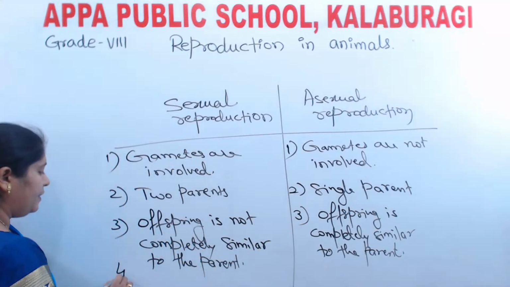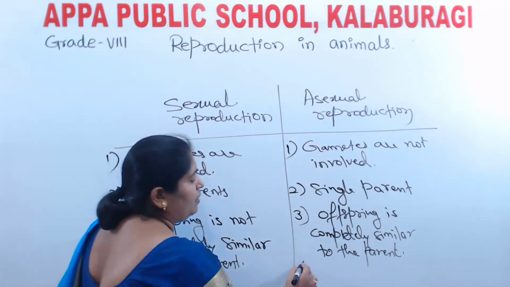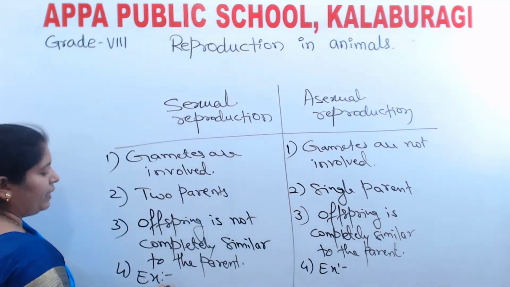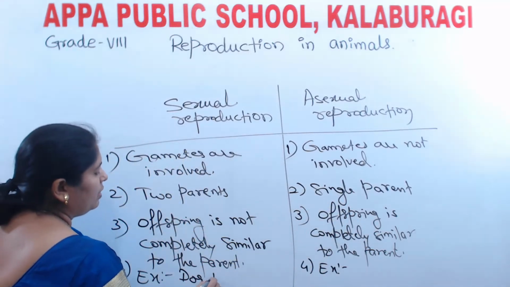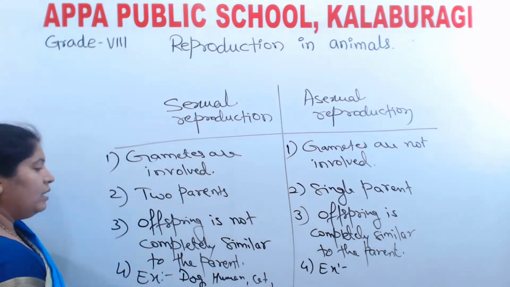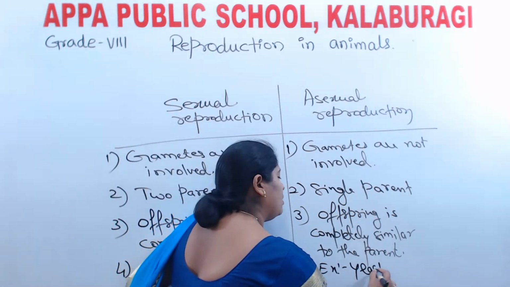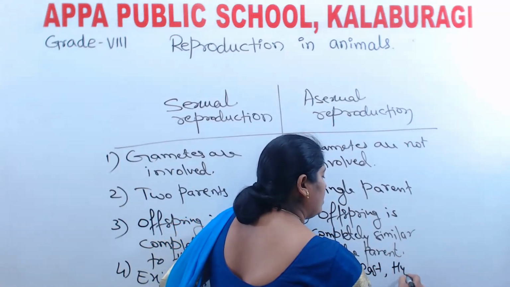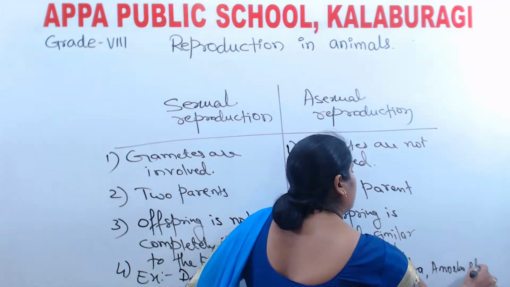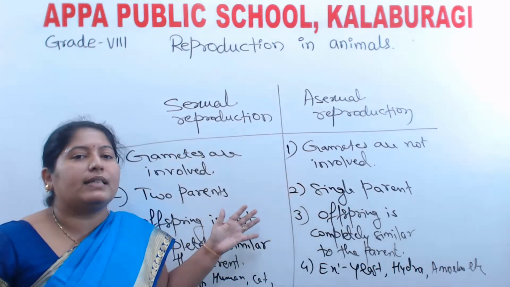Fourth point, as a difference, we can even give some examples. Right? Some of the examples we can give as a fourth point over here. In sexual reproduction, we can give examples of dog, human, cat. Right? Then in asexual reproduction, you can give examples of yeast, then hydra, amoeba, etc. So students, just remember these differences between sexual reproduction and asexual reproduction.